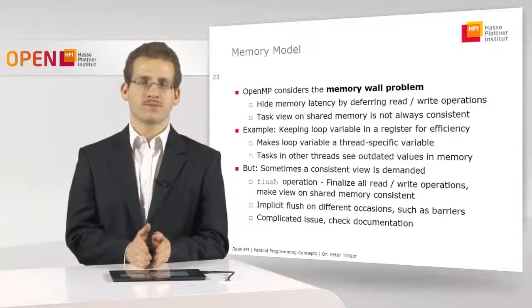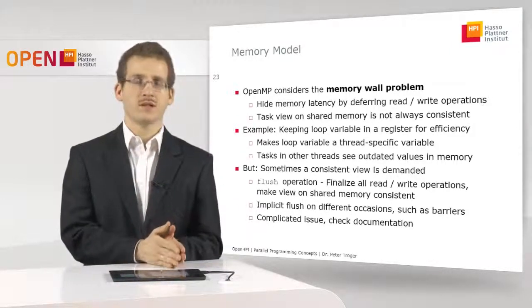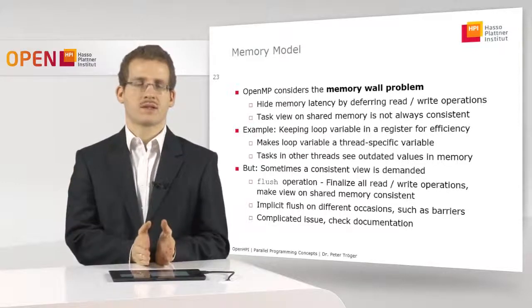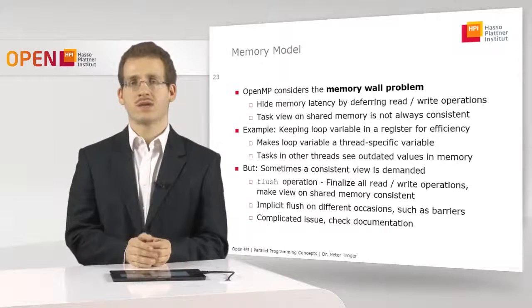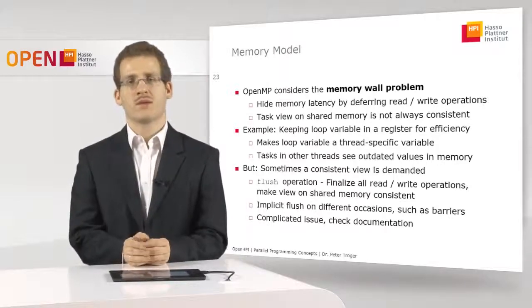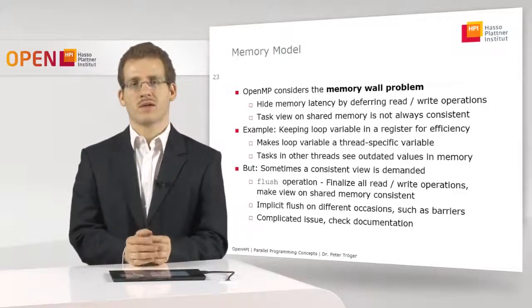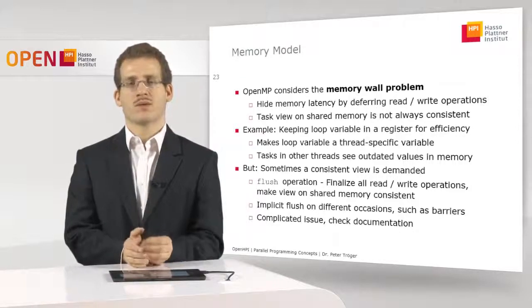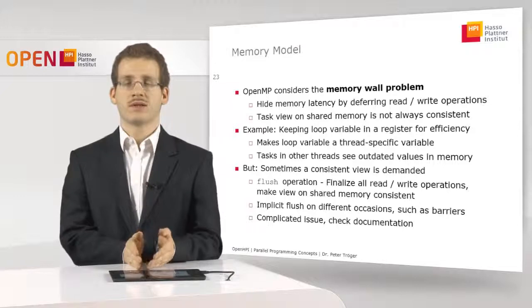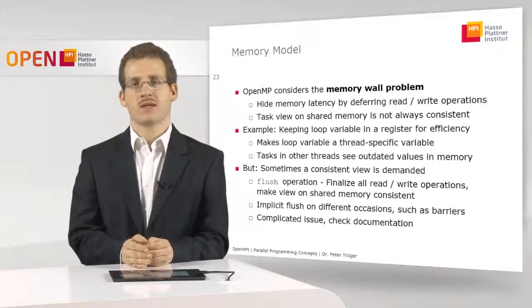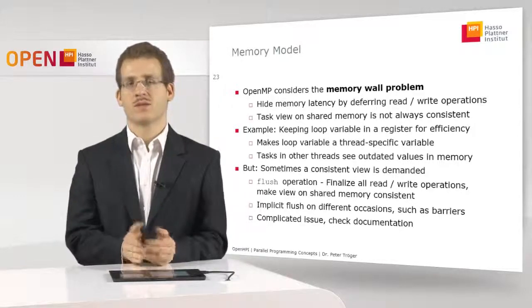And for this reason, there's a concept of flushing in OpenMP. So there's a special primitive that allows you to make the view consistent again, to tell the compiler and the runtime, please make sure that all the values are truly written to main memory so that all the other tasks can see them. There are also some implicit flushing points, for example, at the end of a parallel region where you have an implicit barrier.